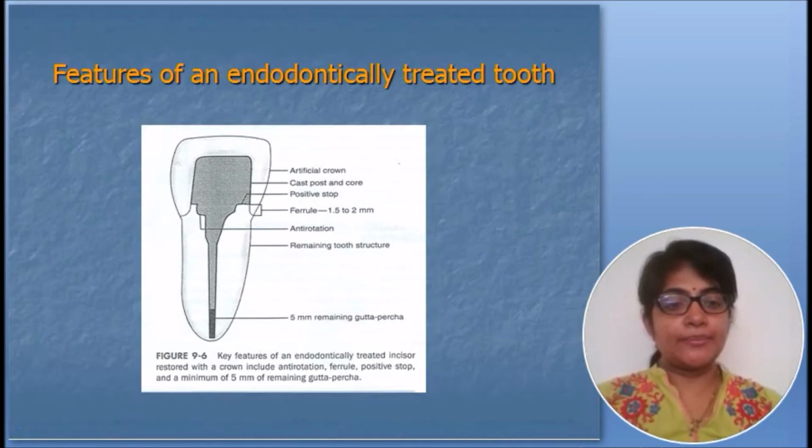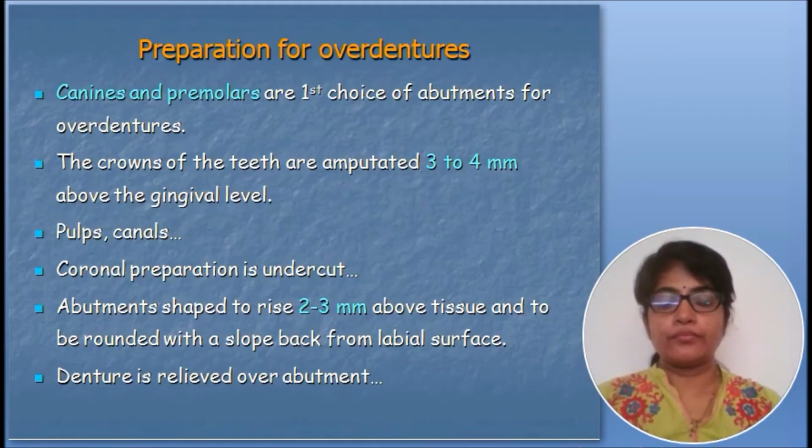Now this image tells us about the features of an endodontically treated tooth. So here is the 5 mm remaining gutta percha. This is the remaining tooth structure. This is the anti-rotation groove. This is a ferrule of 1.5 to 2 mm in diameter. This is a positive stop. This is a cast post and core in one piece, and this is the artificial crown on top of it. So these are the features of an endodontically treated tooth.